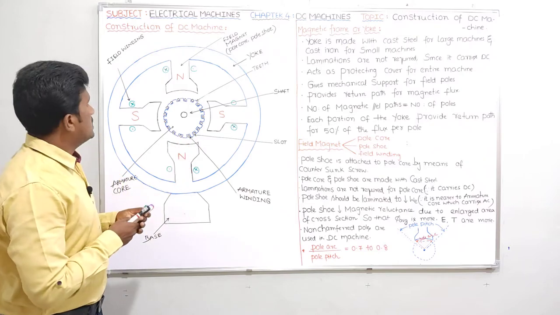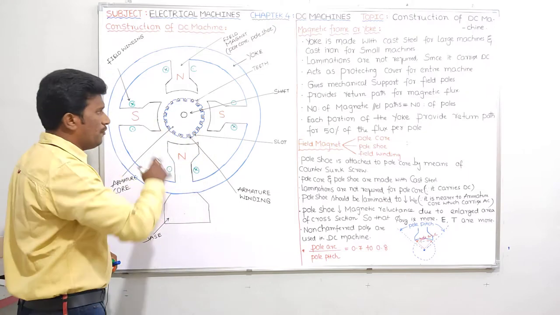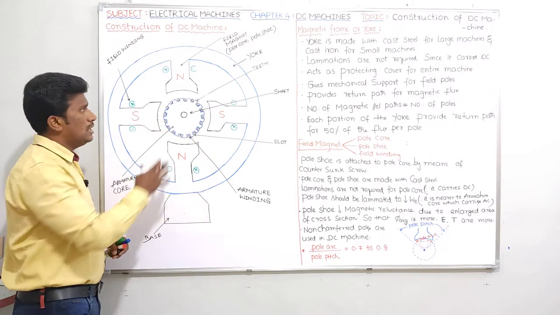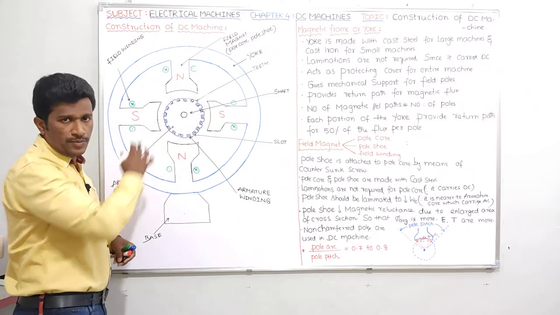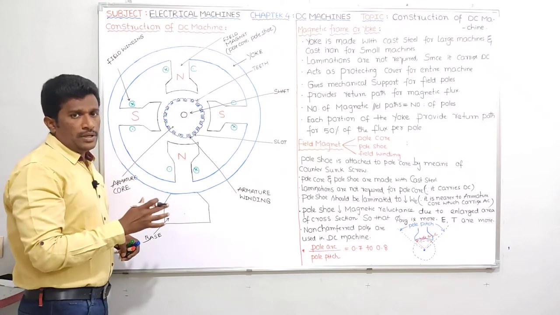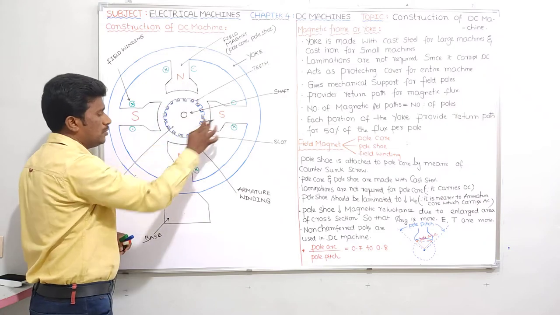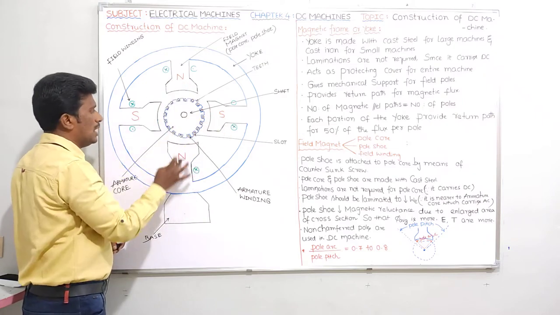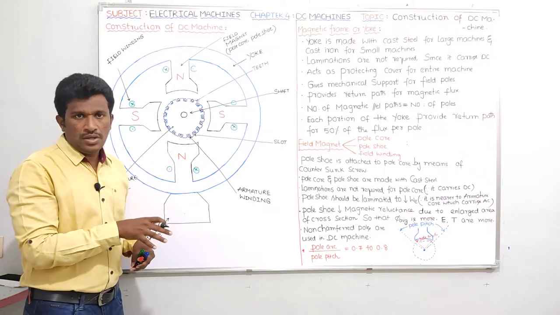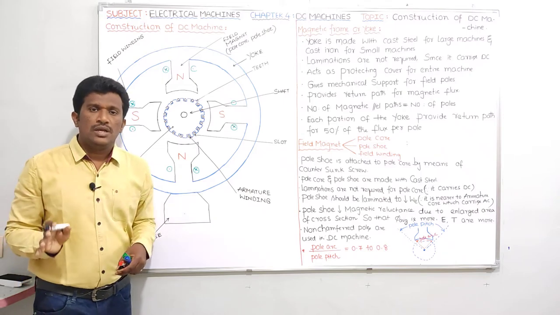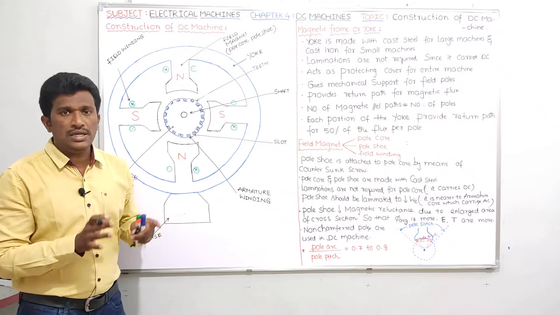So see guys, for that I have taken a DC machine diagram like this. I have taken a 4 pole DC machine: 1 pole, 2nd, 3rd pole, 4th pole. I am assuming these poles as north pole, south pole, north pole, south pole, north, south, north, south. And I already told in the previous two videos also, in DC machine, you can take DC generator or DC motor. In DC machine, always you have to place armature winding on the rotor, field winding on the stator.